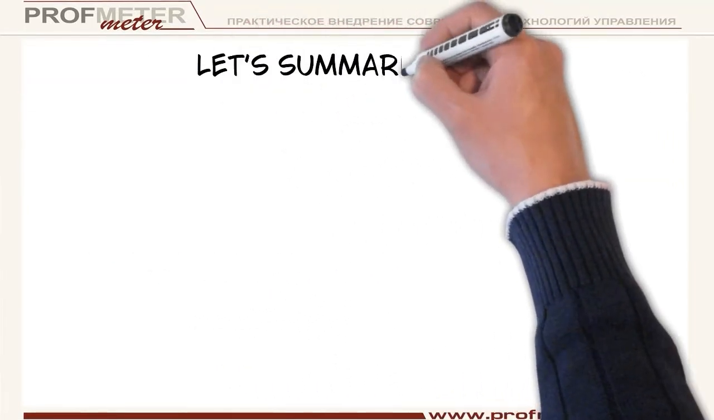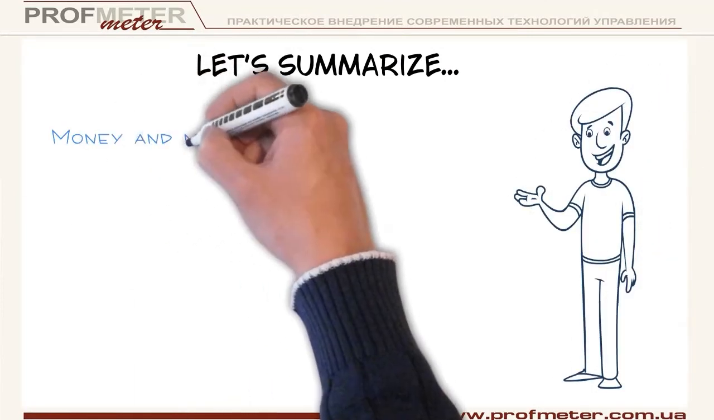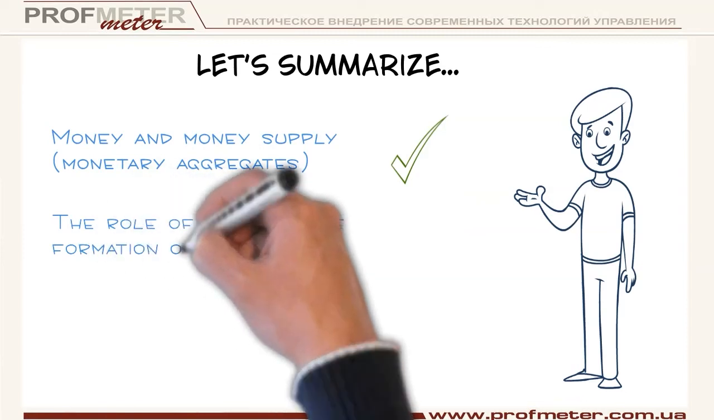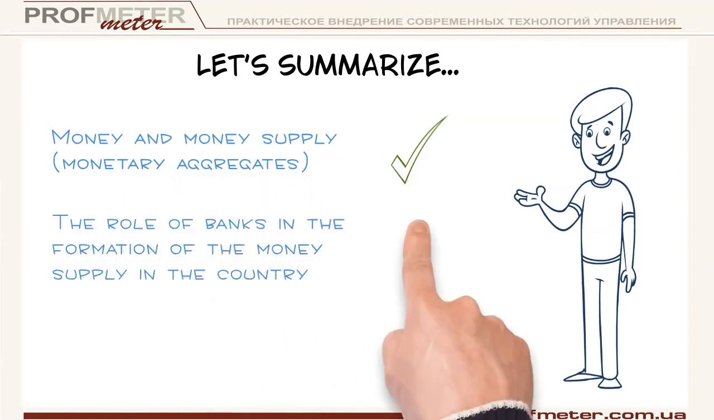Let's summarize. What is money and the money supply, we more or less figured out. We figured out how banks make money out of thin air and form this very money supply.